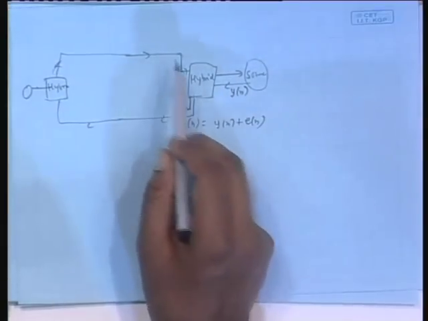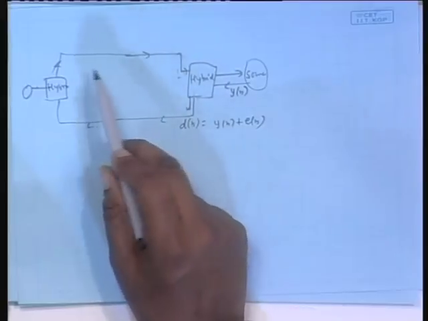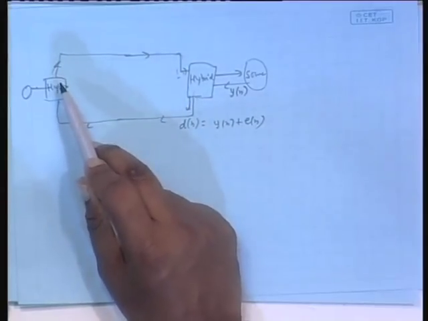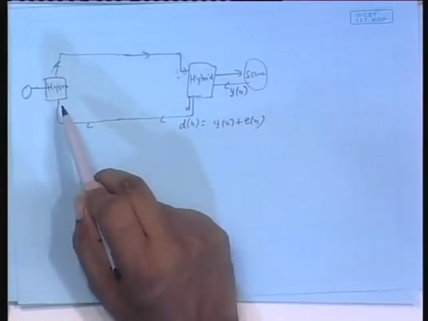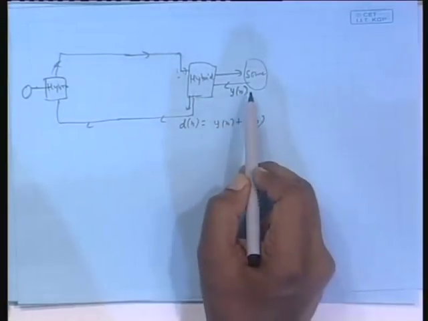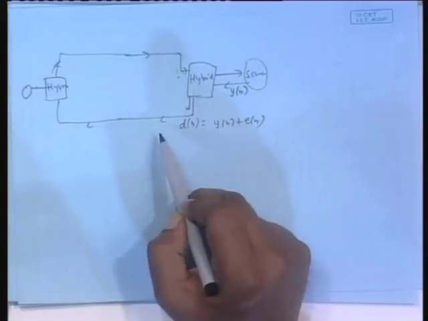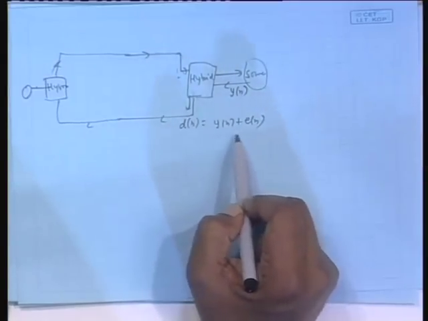So, this echo, part of the leakage to the hybrid, what is that? That is a part of the signal coming from the speaker at this end, that will go back to that speaker only after a delay. So, that will be an echo. Along with that echo, the actual signal y n generated by this source will also go. So, what will go is d n equal to y n plus e n.